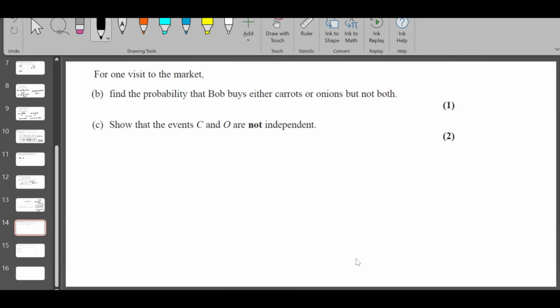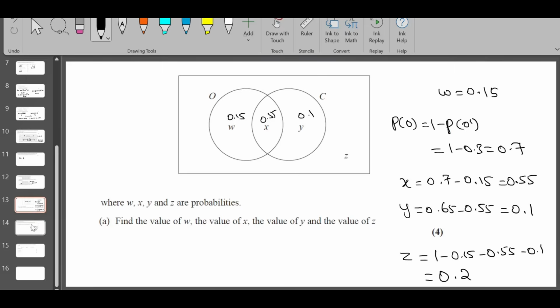Let's look at part B. For one visit to the market, find the probability that he buys either carrots or onions, but not both. When you have a Venn diagram, let's say this is C and O. That's the Venn diagram we have here, right?